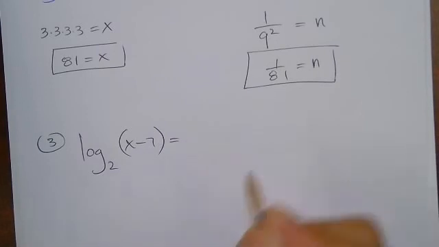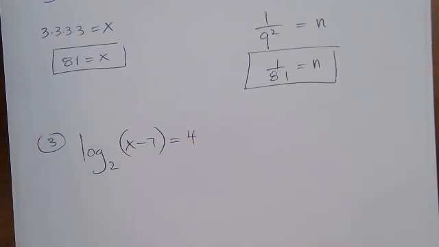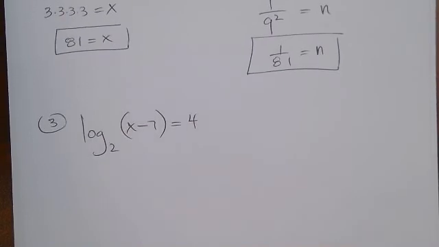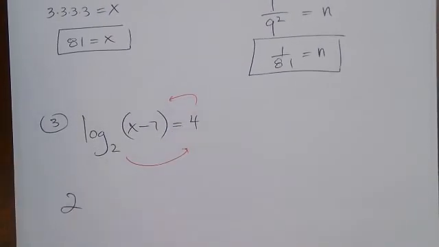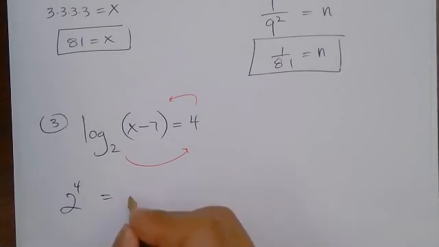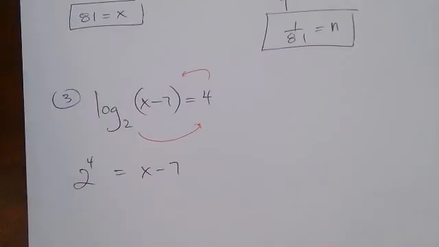Number 3, log base 2 of (x minus 7) equals 4. What is that? Exactly. You don't try to solve it and you don't try to do it in logarithmic form. You change it to exponential form. How is this equation going to look in exponential form? 2 to the power of 4 is equal to x minus 7.